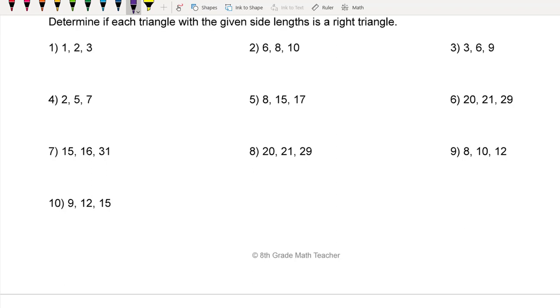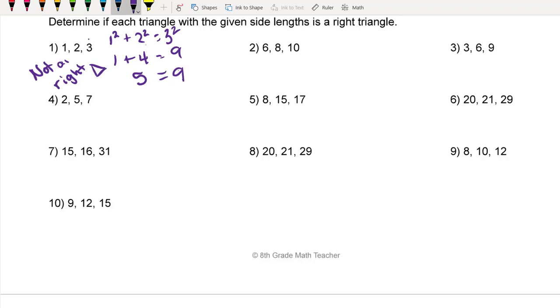So this is already in least to greatest order, so 1 squared plus 2 squared equals 3 squared. 1 squared is 1, 2 squared is 4, 3 squared is 9, 1 plus 4 is 5. This is equal to 9. That is not true. This is not a balanced equation, so this is not a right triangle.